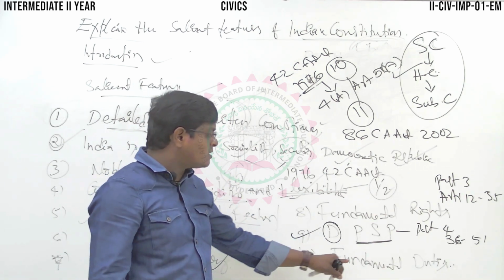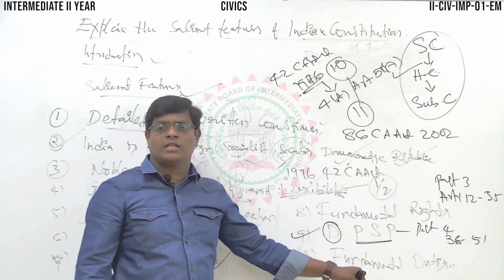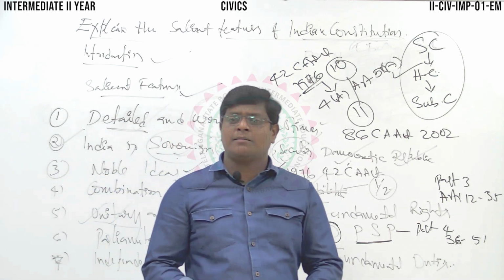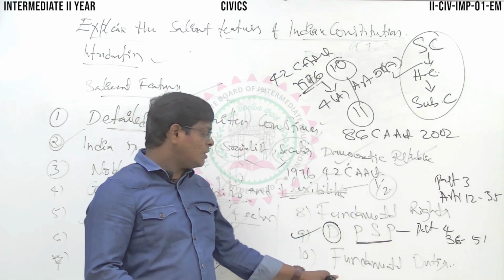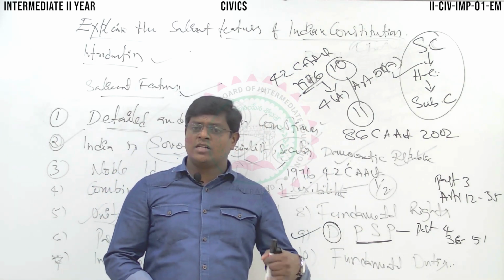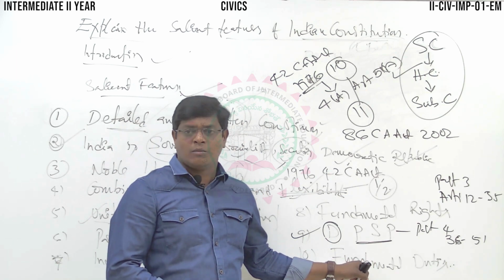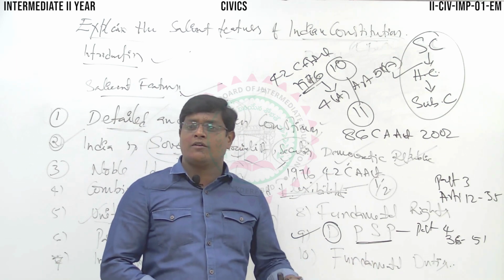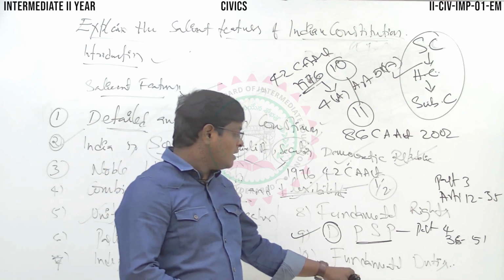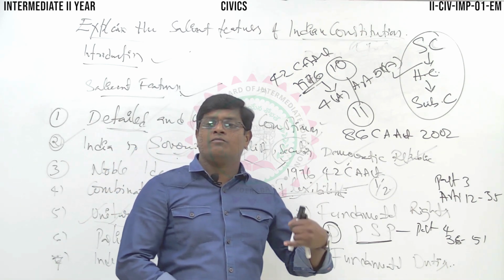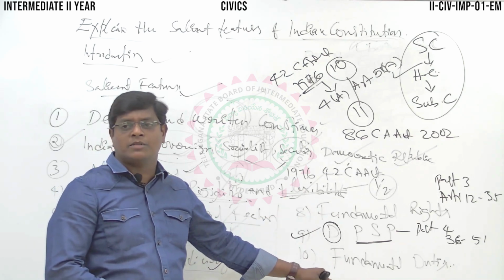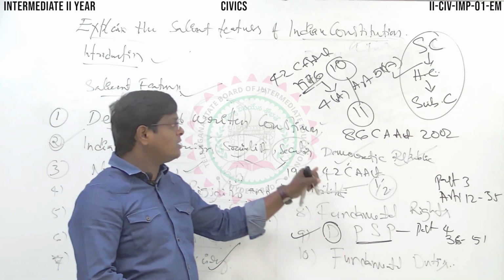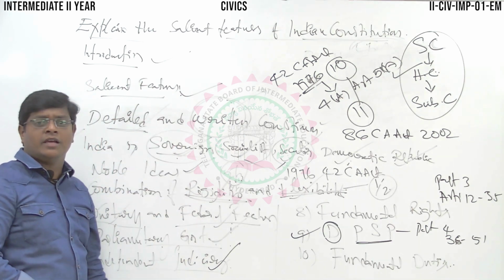So you have to mention some of the fundamental duties like respect for the national anthem, respect for the national flag, and also promoting nationalistic feelings from the Indian national movement. At the same time, promotion of the integrity of India. At the same time, respect for women, etc. You have to give some examples under this. Clear? So these are the salient features of the Indian Constitution.